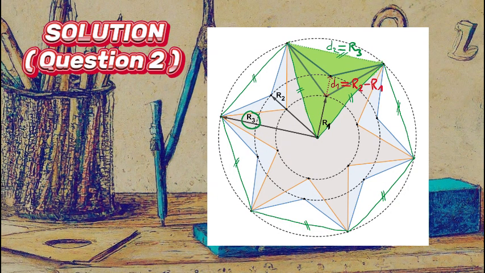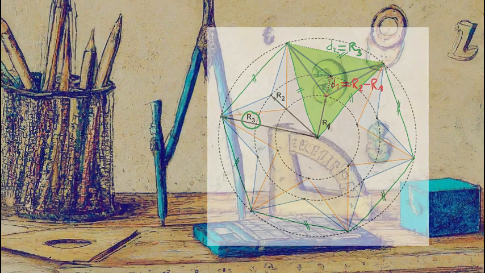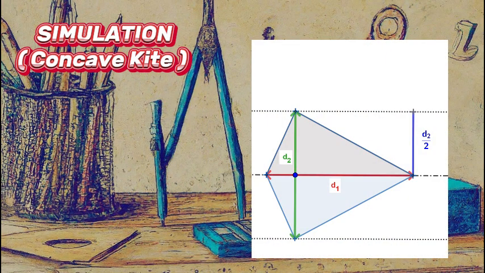If we can determine the area of one dot, then by multiplying it by 6, we obtain the area of the entire blue pattern. Now let's run a simulation to see how we can easily find the area of a dot, a non-convex or concave kite. When we move this point, we generate different dots, always keeping D1 in red and D2 in green.